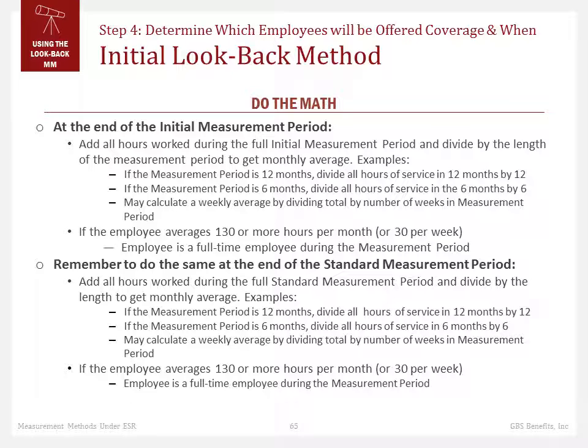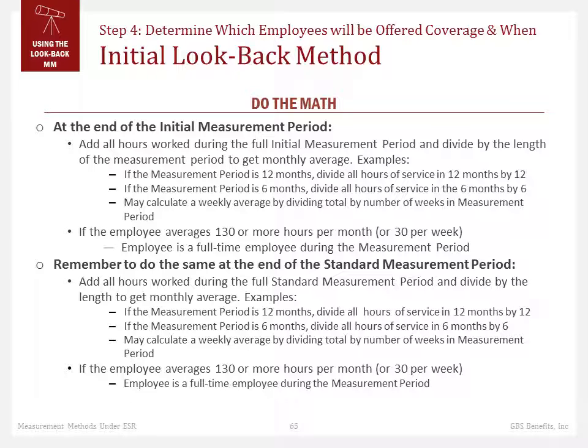It's just if the measurement period is 12 months, you're going to add up all the hours for every day of that 12 months and divide by 12 to get your average. If that average is 130 or more, they're eligible for coverage. Same thing with 6 months. If it's 6 months, you add up all the hours for 6 months and divide it by 6, and so on. So remember to do the same at the end of the standard measurement period.